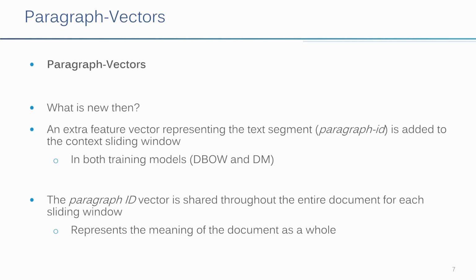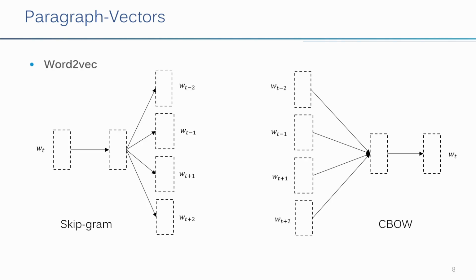The paragraph ID, in that sense, will be shared throughout the entire document for each sliding window, which means that while the words inside this context sliding window will change, the paragraph ID remains the same, simply because on every new iteration, we're going to update the paragraph ID vector. Okay?